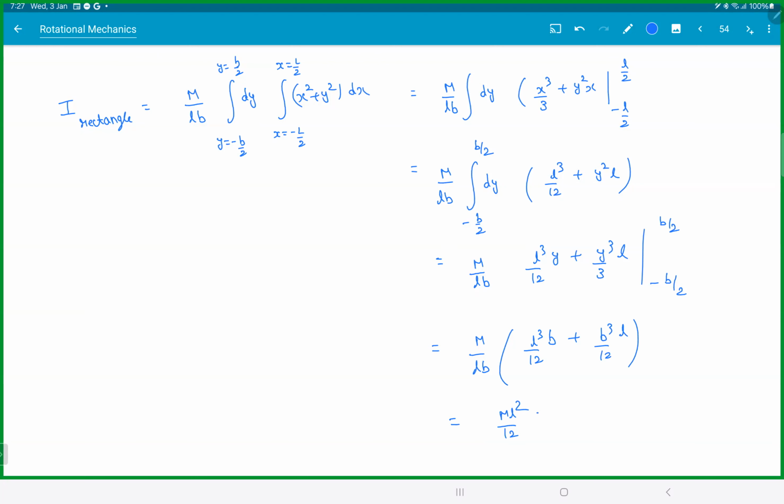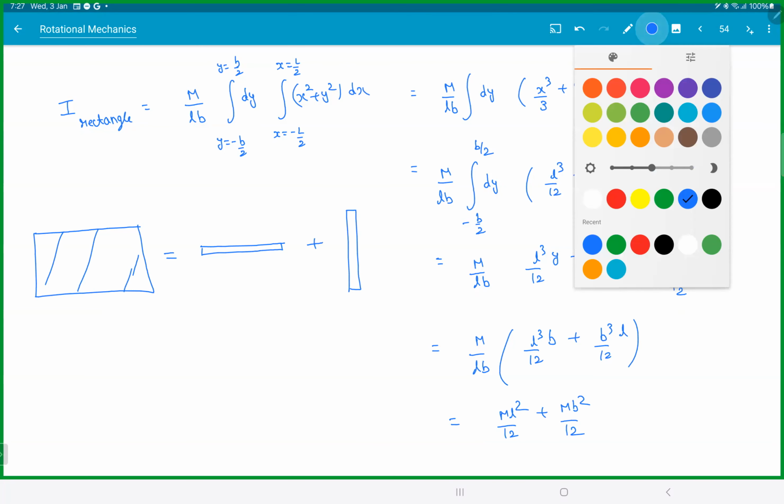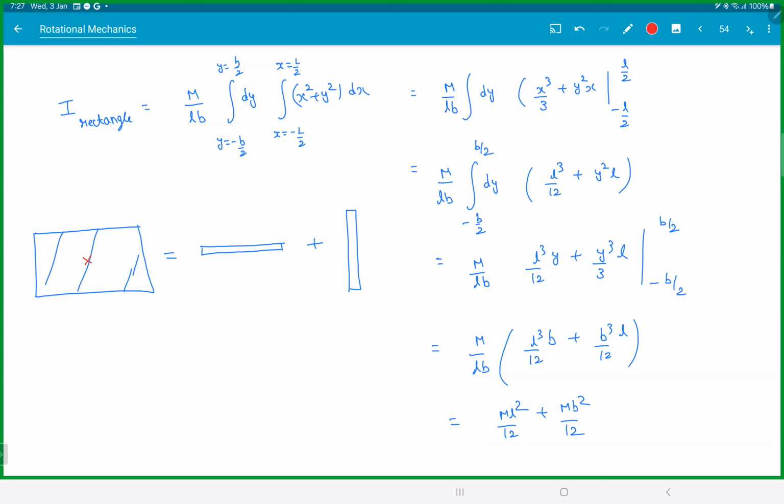ml square by 12 plus mb square by 12. The best thing about this, the reason, if you see this thing, it works like this. Since both x and y are independent of each other, you can treat this as if it is made of two perpendicular rods, isn't it? So this would be ml square by 12 plus mb square by 12. मास वाले question के लिए क्या होगा? Same thing.